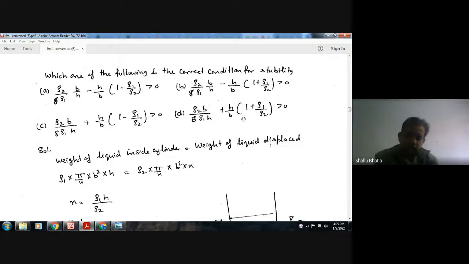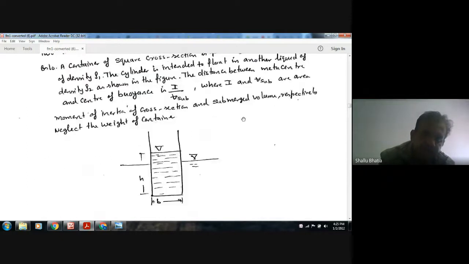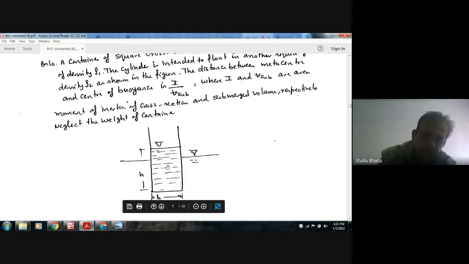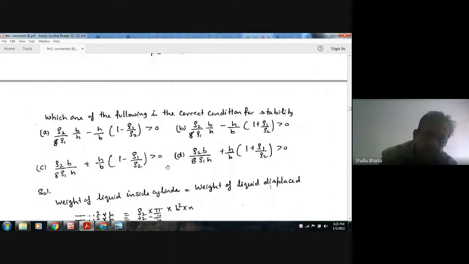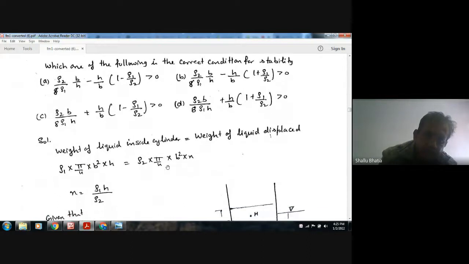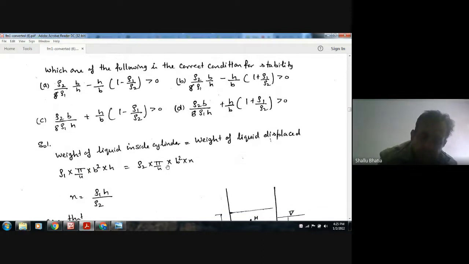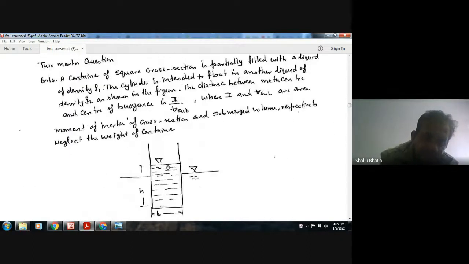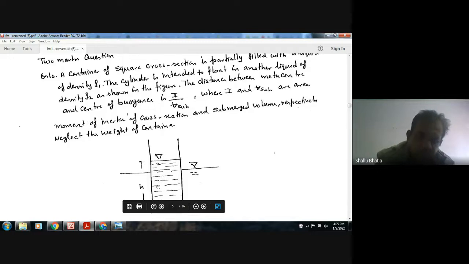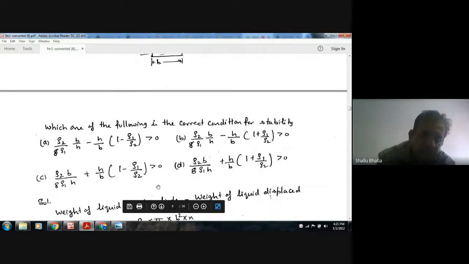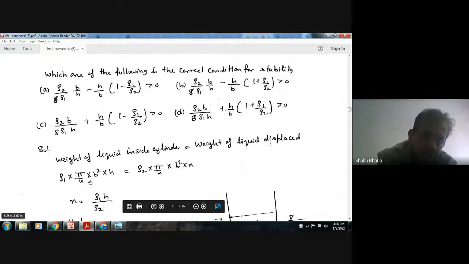Now the weight of the liquid inside the container is the density of the liquid times the volume of the liquid. This will be the weight of liquid displaced when this container is placed in the liquid. The weight of the liquid displaced will be equal to the weight of this liquid. So the weight of the liquid is rho 1 pi by 4 b square h.